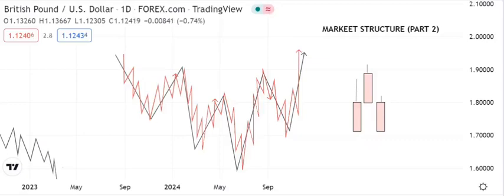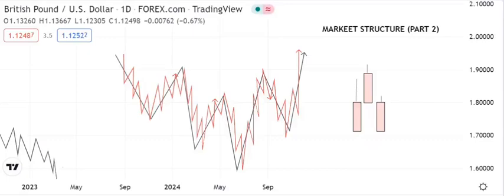Now, I did promise last week that in today's lesson, we are going to go deeper into the concept of market structure. I'm going to show you three important things about market structure that you need to understand. Number one, you need to understand what a valid swing high or a valid swing low is. That is number one thing you need to understand about market structure.